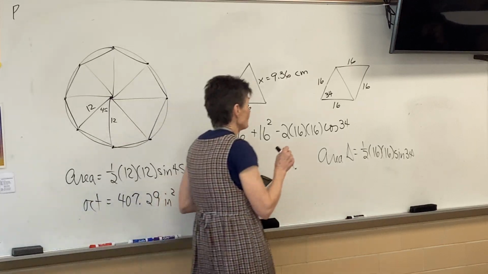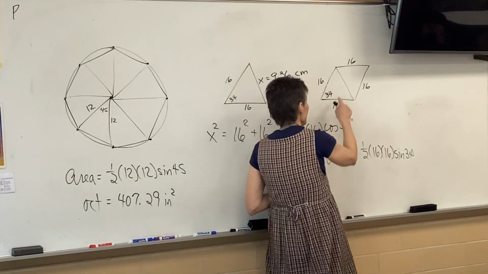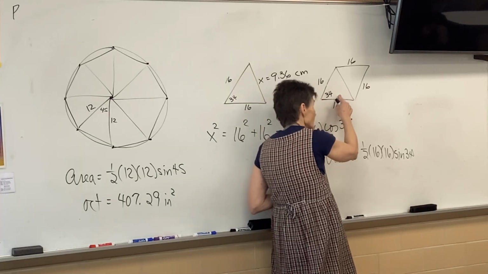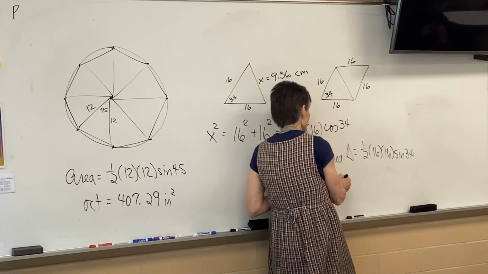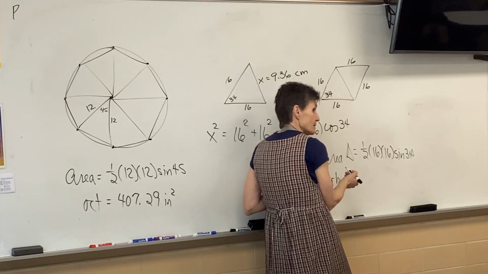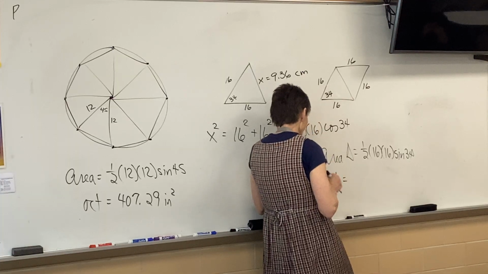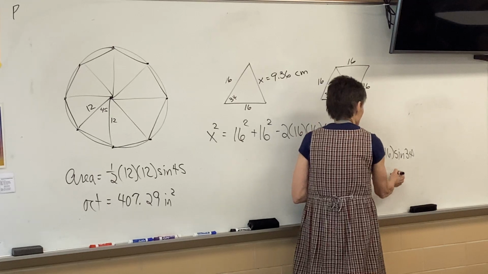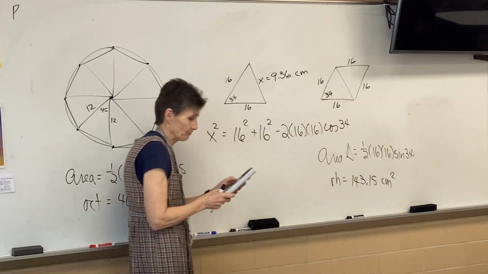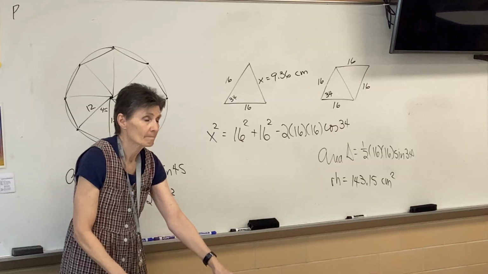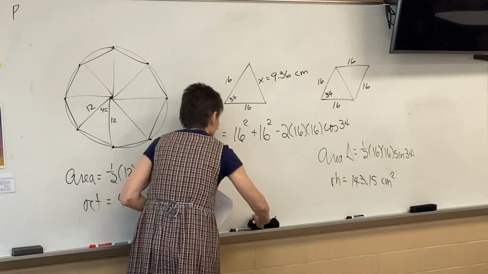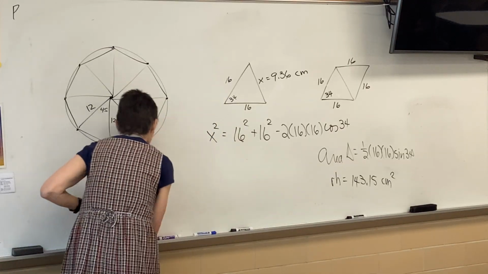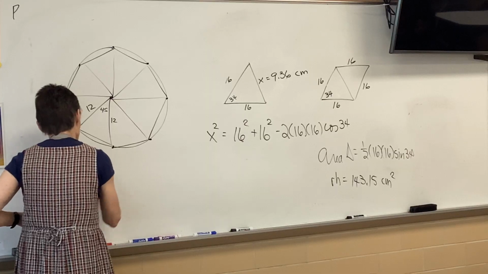And then, remember, that's the area of the triangle. So if I want the area of the whole rhombus, I gotta times 2 in that. So 143.15 square centimeters. Length is centimeters, area is square centimeters.